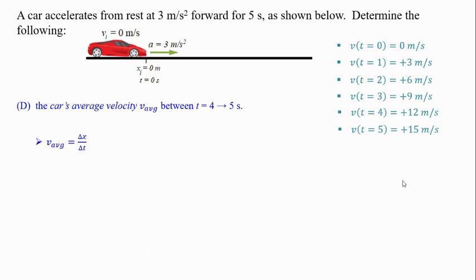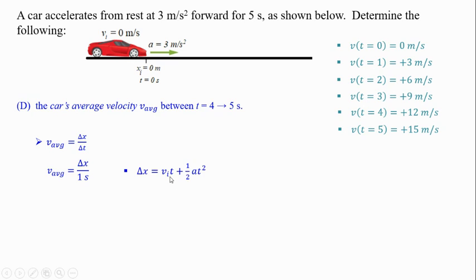Part D asks you to find average velocity between 4 to 5. This is very similar to part B. So if you don't understand part B, rewind the video and watch part B again. All right, so average velocity is displacement over time. In this case, I know the time is 1 second because from 4 to 5 is only 1 second, and delta x is what's missing. Well, I can use my displacement function again.